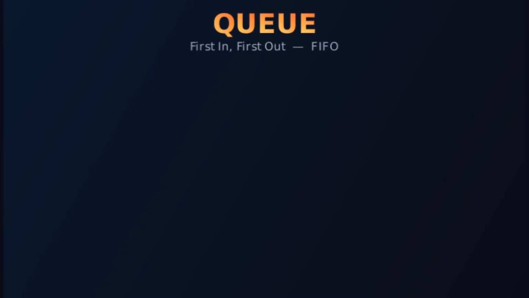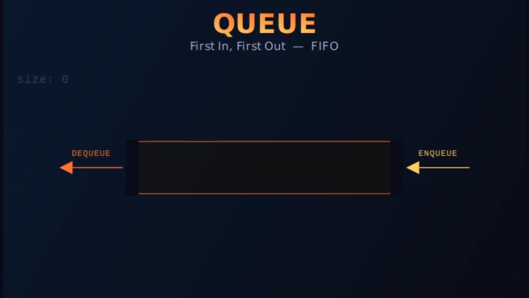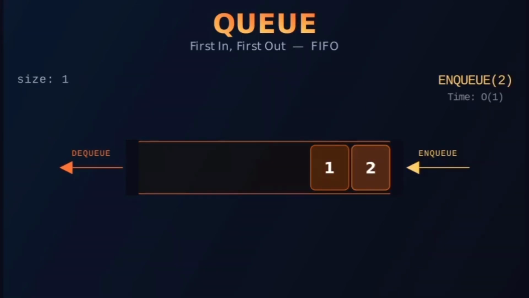A queue follows the FIFO principle: first in, first out. The first element added is the first one removed. Elements enter from the rear and leave from the front. There are two basic operations. Enqueue adds an element to the rear. Dequeue removes an element from the front.